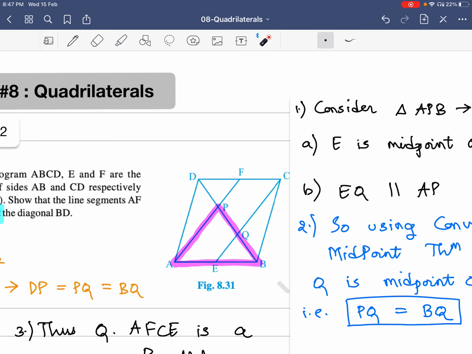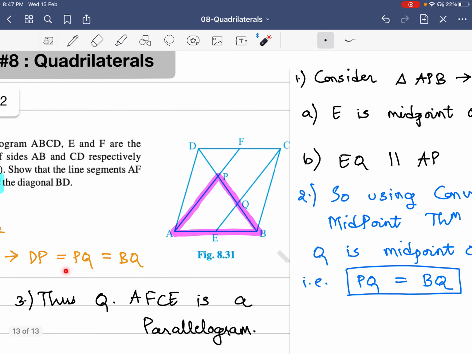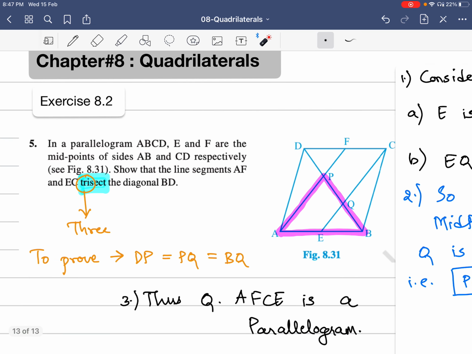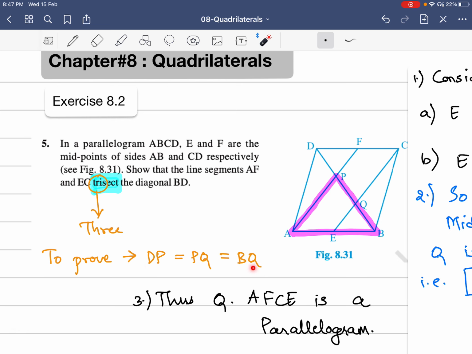So we have proven PQ is equal to BQ, and in the previous step we proved that DP is equal to PQ. Thus we can successfully say that DP is equal to PQ is equal to BQ, which is what we wanted to prove. This indirectly means that the line segments AF and EC trisect the diagonal BD. So these points P and Q have trisected the whole diagonal BD, and that is what this problem wanted us to prove.